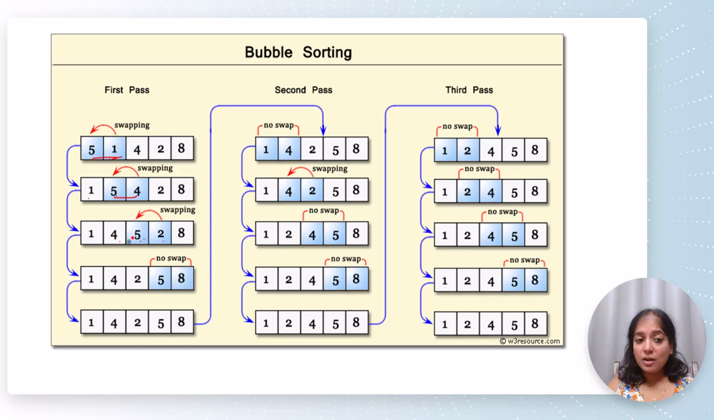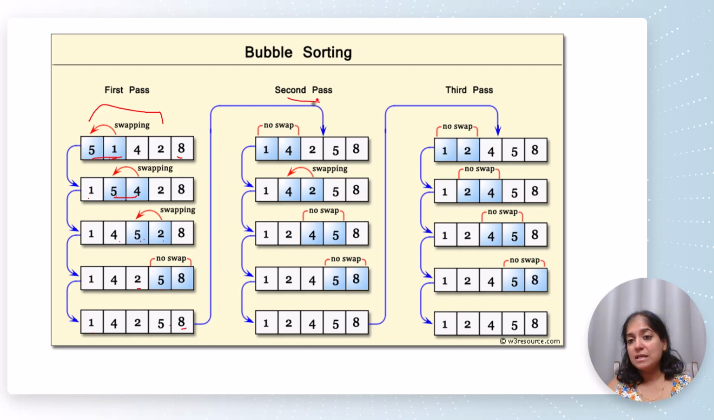Now 5 and 2 will be compared. Again, these are not in correct order, so they will be swapped. So 2 and 5. Now 5 and 8 will be compared. Since the elements are in correct sequence, there will be no swapping. So after the first pass, your elements will be 1, 4, 2, 5, 8. Now make sure that after every pass in bubble sort, the largest element goes to its place. The largest element of this array is 8, so after the first pass, 8 will be at its last position.